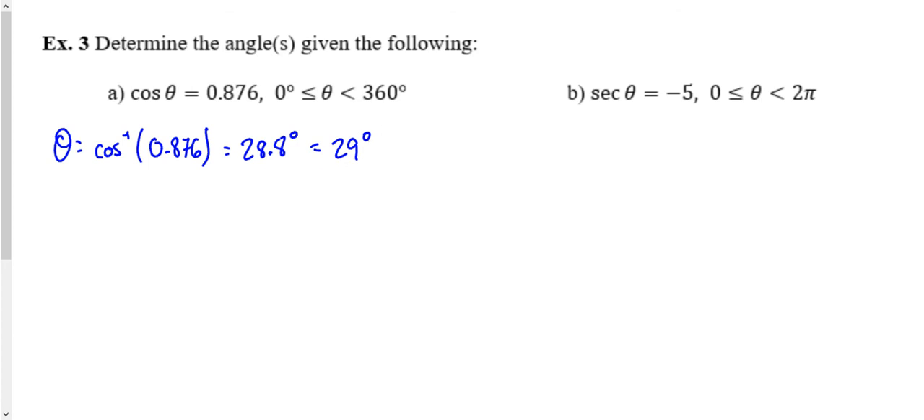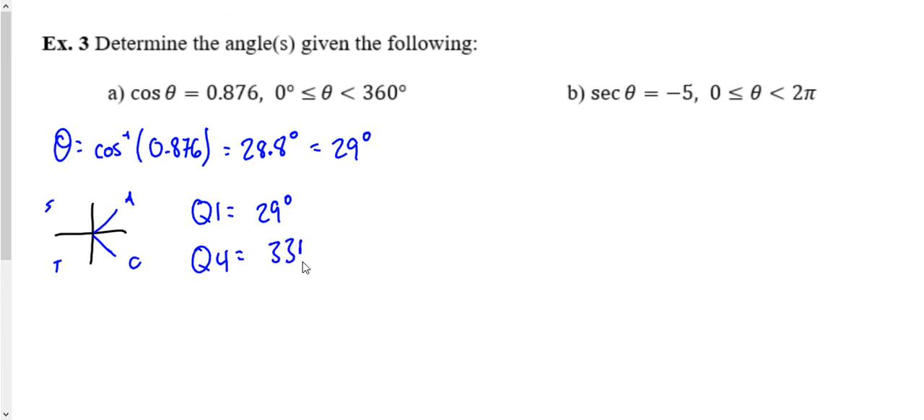So if we have an angle of 29 degrees, we want to do a quick sketch here. We're looking for where cos is positive, even though that's not a nice number there. We're looking for where cos is positive. So CAST, so cos is positive in 1 and 4, quadrants 1 and 4. We know that the reference angle here is 29. We also have a 29 down here in quadrant 4. So we can say quadrant 1 is equal to 29 degrees. And in quadrant 4, we're equal to 360 minus 29, which is 331 degrees.